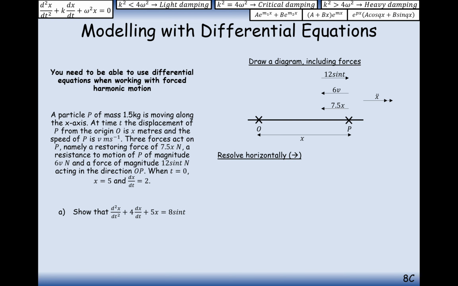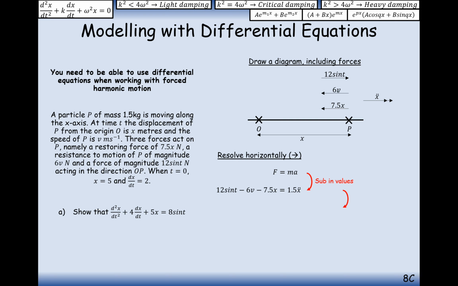Okay, so let's now set up our equation using F equals ma. All the forces will go on the left, and then it will equal mass times acceleration. We're setting rightwards as positive here, so it's 12 sine t minus 6v minus 7.5x. So that's 12 sine t moving to the right.